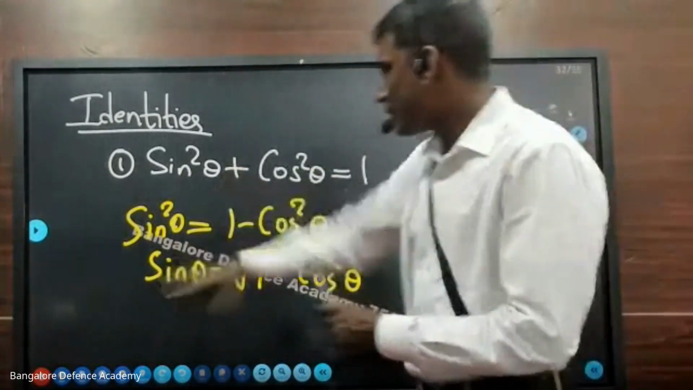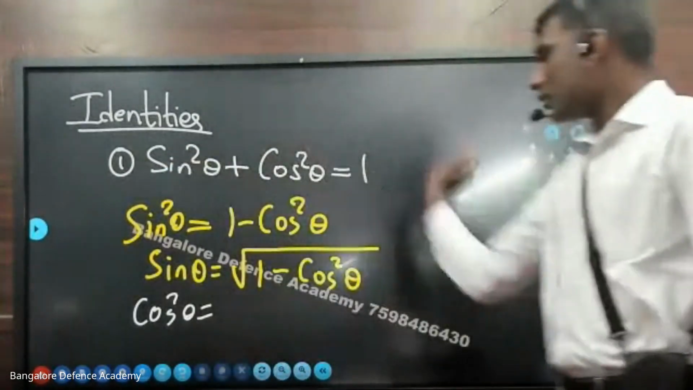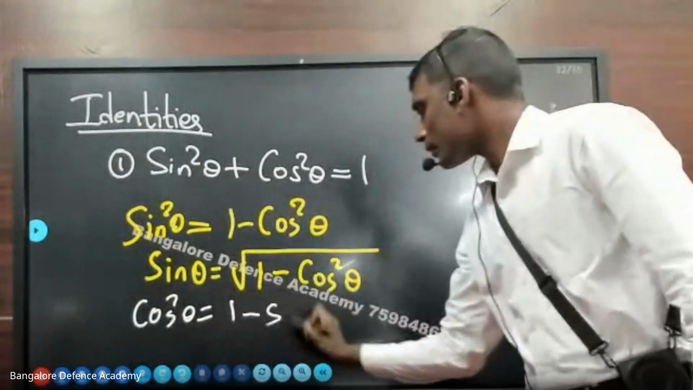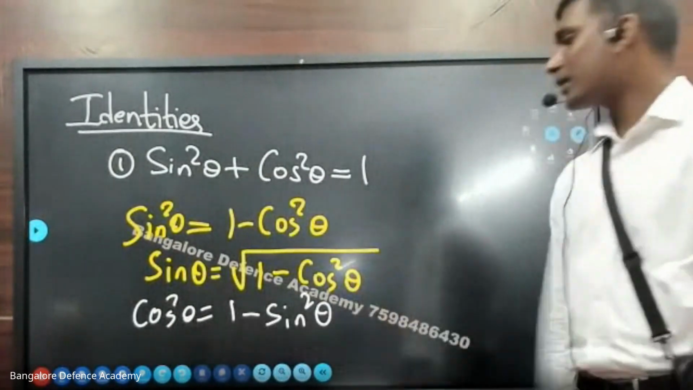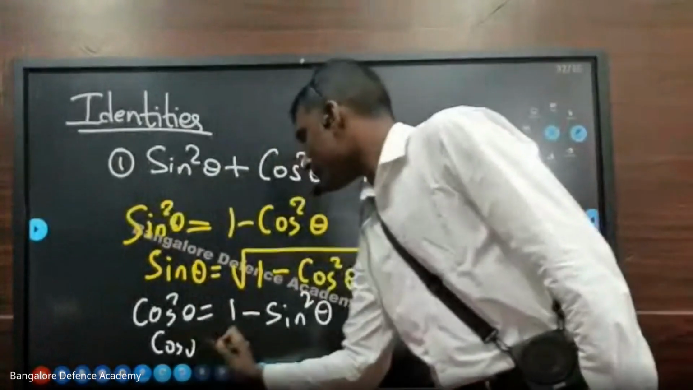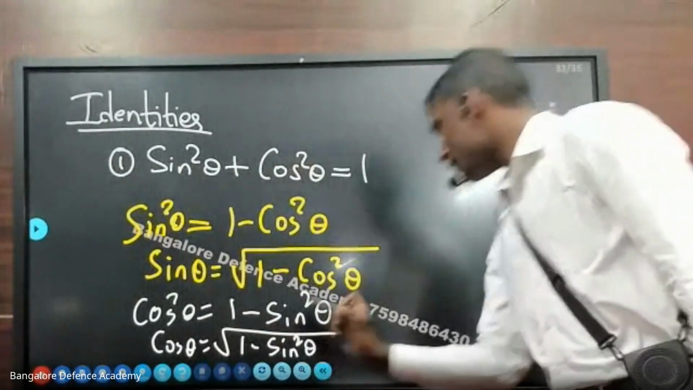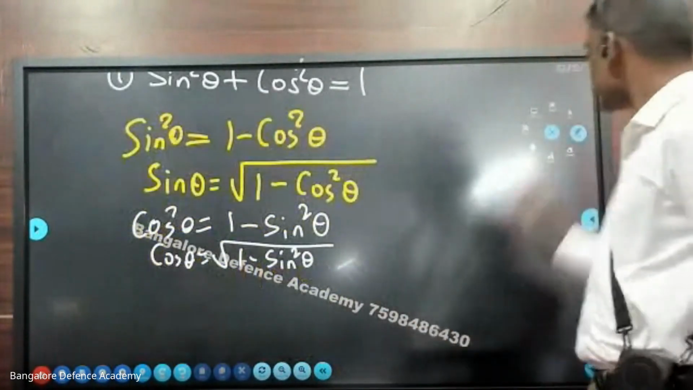Next, keep cos square theta on the left hand side, equal to, sine square theta goes here. What happens? 1 minus sine square theta. Now this is cos square theta. I want cos theta. What will happen? Square root of 1 minus sine square theta. How many formulas?